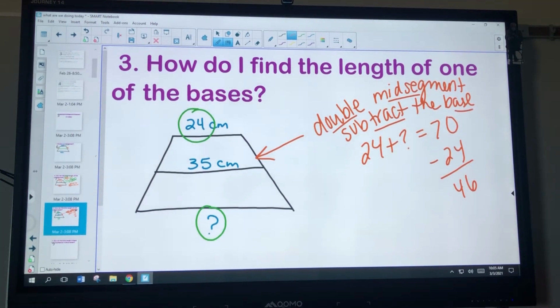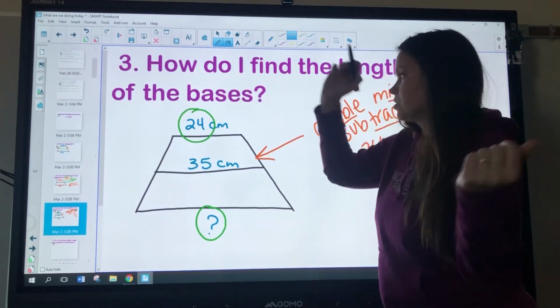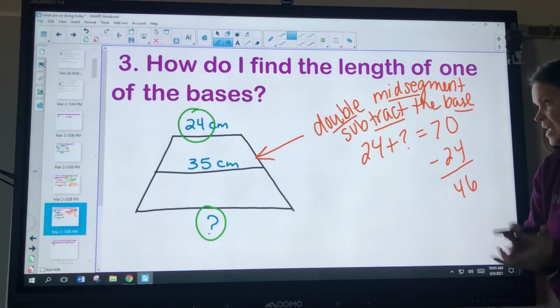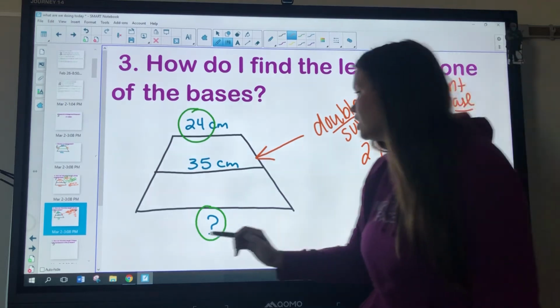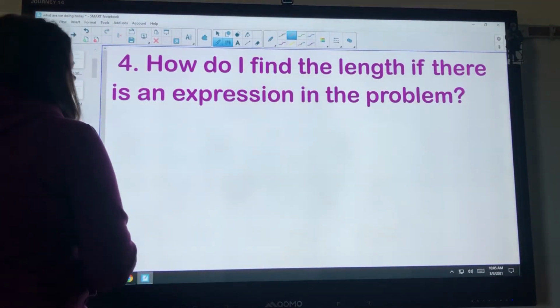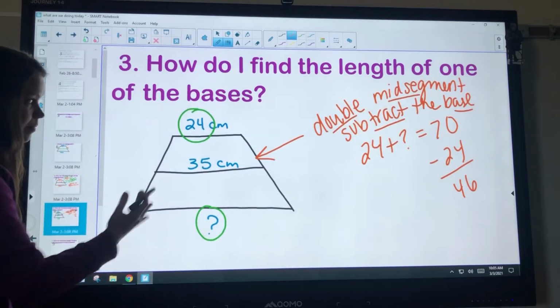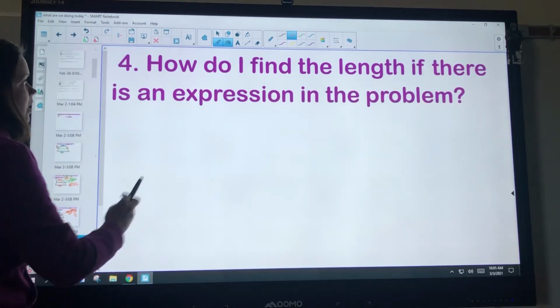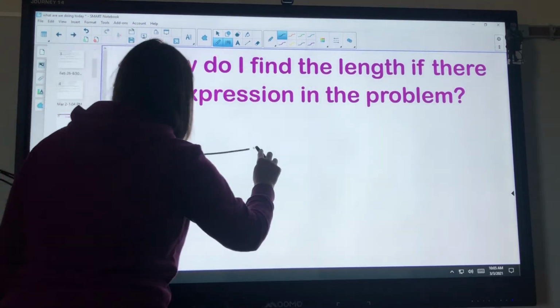So hopefully you can get it in your head. You don't have to write out the equation. Double the midsegment, subtract the base. Double the midsegment, subtract the base. All right, now let's do a really tricky one. Because you know the test will not be something nice and easy like that. It'll be crazy like this.